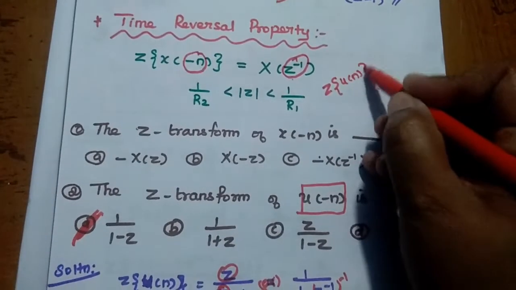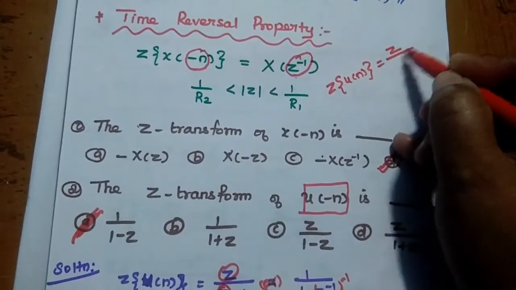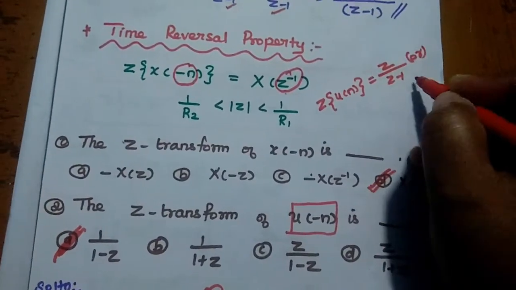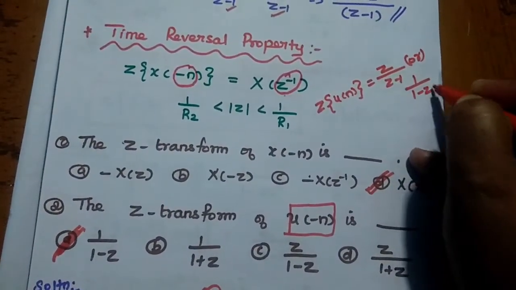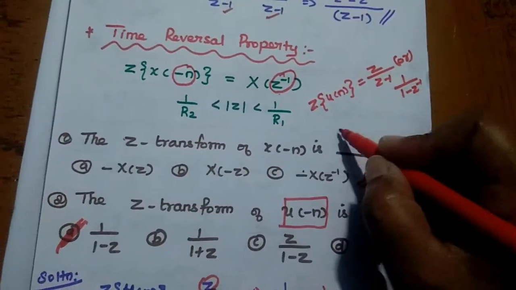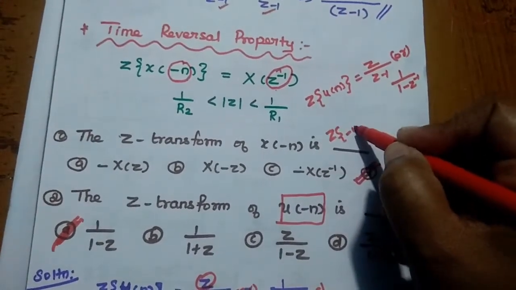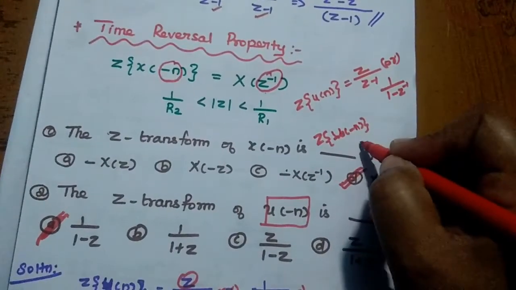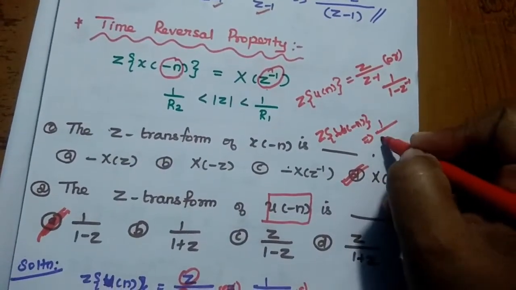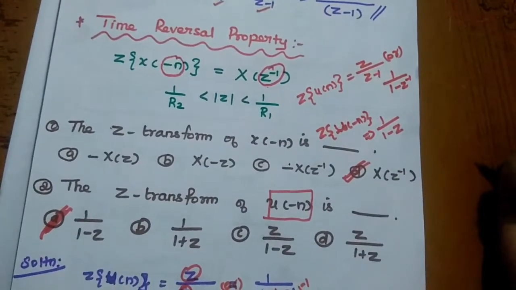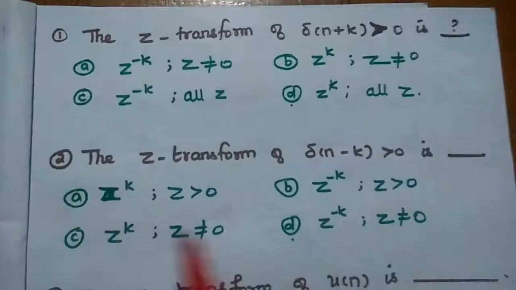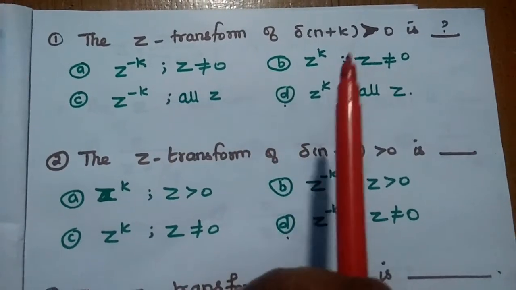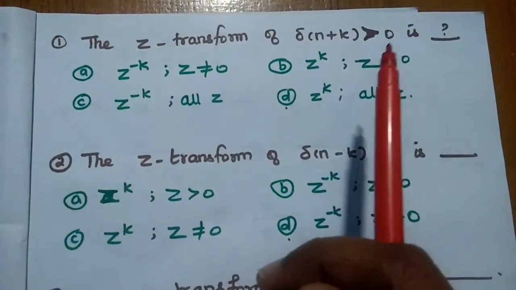The Z transform of u of n is equal to what? z divided by z minus 1. We can write it like this, or 1 divided by 1 minus z inverse. Both are same. So the Z transform of u of minus n is what? u of minus n is equal to 1 divided by 1 minus z. Is that okay? So the next question is the Z transform of del of n plus k, where k is greater than 0.